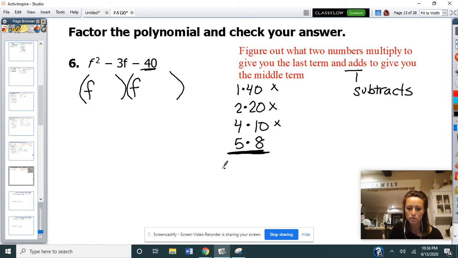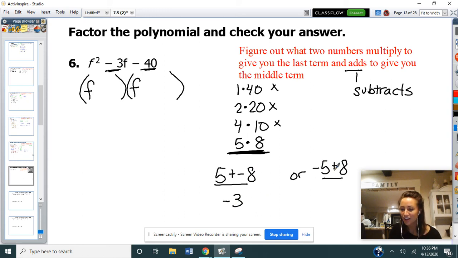So are we going to choose 5 plus negative 8? Or are we going to make the 5 negative? Are we going to say negative 5 plus 8? Which one of these will give me the negative 3? Well, 5 plus negative 8 is negative 3, which is what we want. And negative 5 plus 8 is positive 3. So we're going to use this guy. This is the one we want because we want the negative 3. So it's going to be positive 5, and we're going to use negative 8. So it's going to be minus 8.